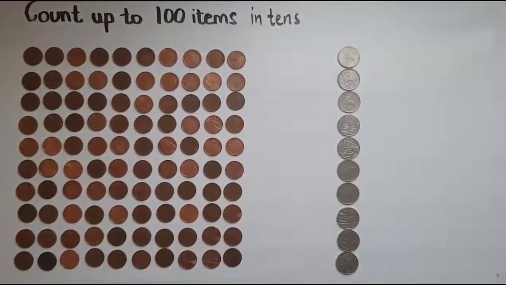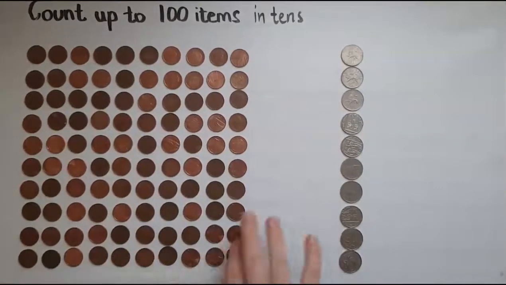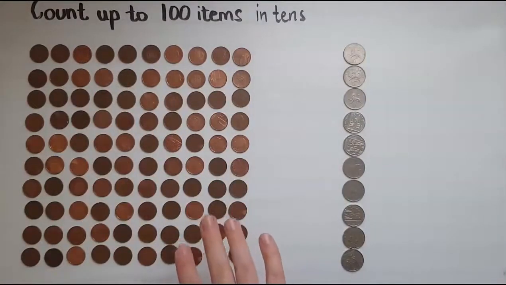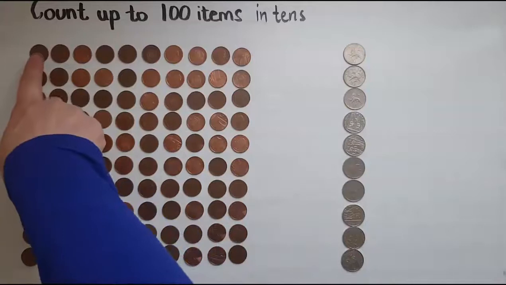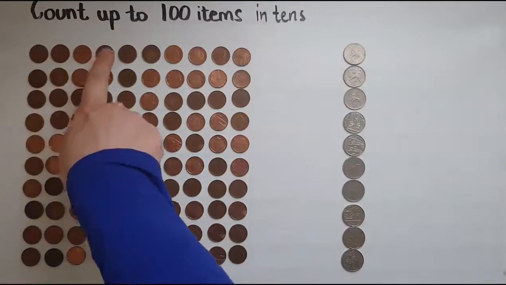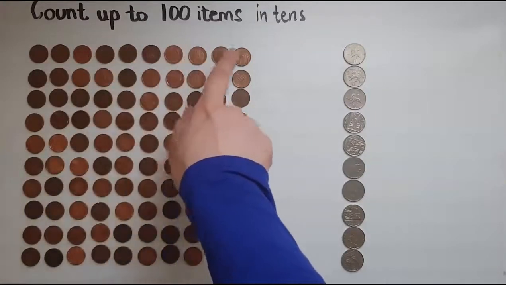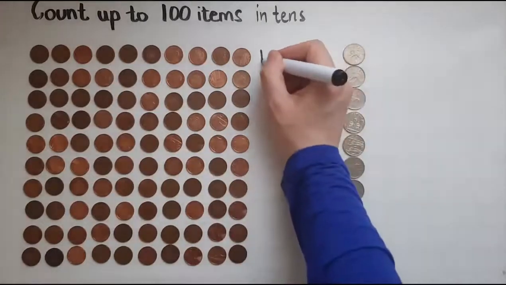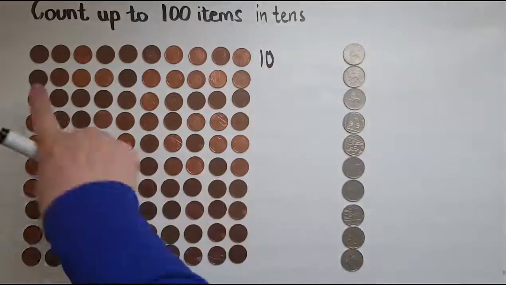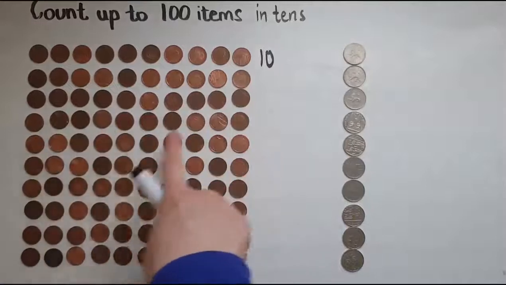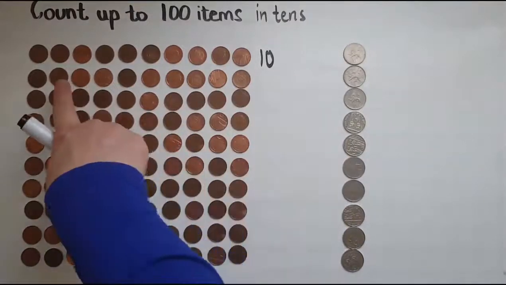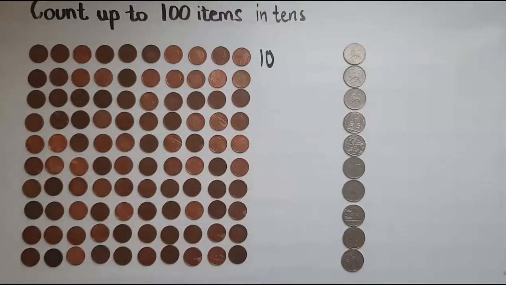In this video, we'll learn to count up to 100 items in tens, so in blocks of 10. I have a number of 1p coins here, and in the first row I've got 1, 2, 3, 4, 5, 6, 7, 8, 9, 10. So I have 10p in the first row. It's the same number in the second row and all the other rows, so I've got 10p in each of them. So I need to learn to count up in tens, so going up in tens.